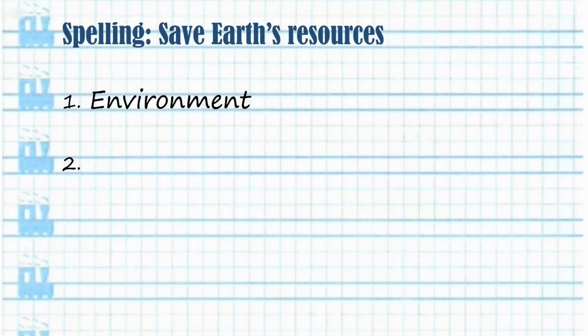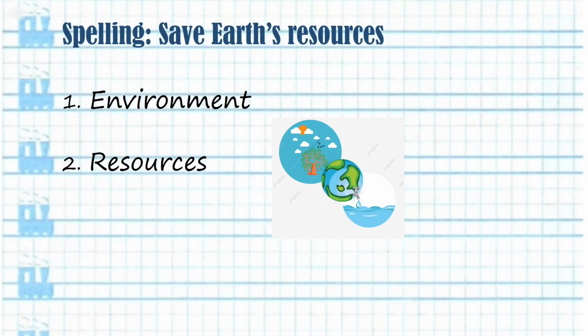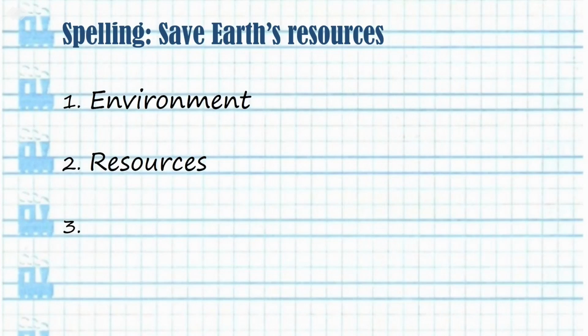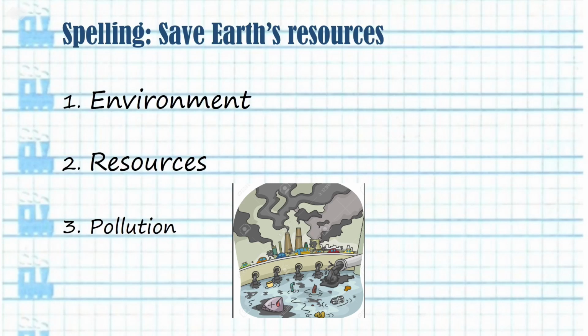Number 2. Resources. R-E-S-O-U-R-C-E-S. Please write the word. Repeat. Resources. Number 3. Pollution. P-O-L-L-U-T-I-O-N. Please write the word. Repeat. Pollution.